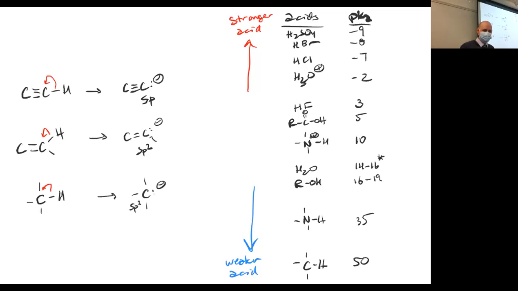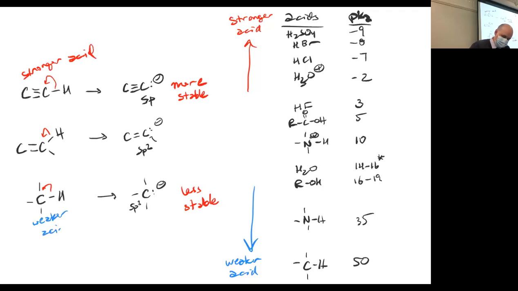So which one of these is more acidic? Yep. So this is more stable, and relatively this one is less stable. And so this one is going to be the stronger acid. And this one is going to be the weaker acid. All right, so the pKa here, I'll fill these in on the chart in a second. The pKa of this one is about 50. For this one, it's about 44. So that's about 1,000,000 times more acidic. And for an alkyne, it's about 25. And 25 compared to 50 is an enormous difference.